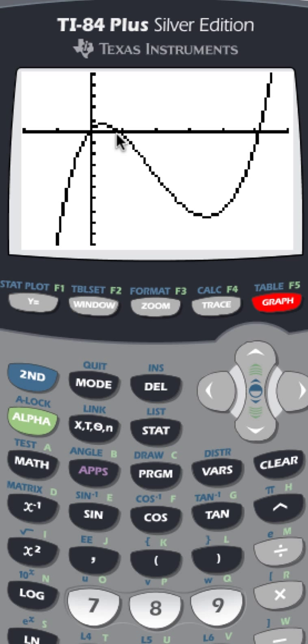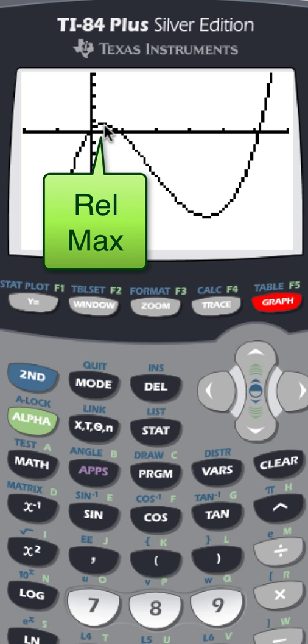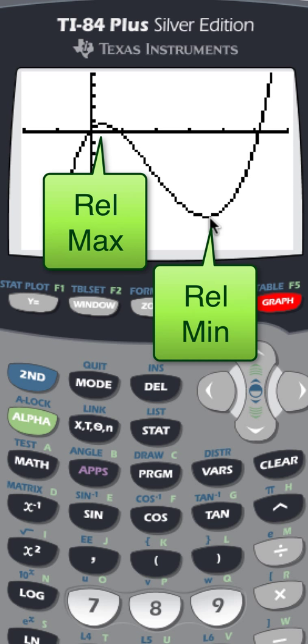There's going to be 3 things that we're going to do. First thing, now that we've got a decent viewing window, we're going to go ahead and find our 3 zeros, 1, 2, 3. We're going to find those. We're going to find this spot right here, which will be a maximum, and then we'll find this other spot down here, which will be a minimum.